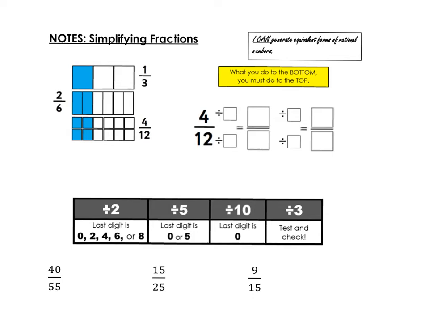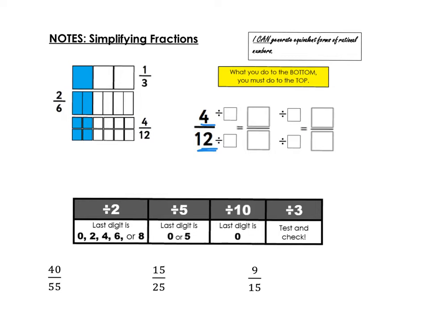Right, so today we're going to be talking about simplifying fractions, so I can generate equivalent forms of rational numbers. We're going to start off with the fraction 4/12. And we're going to look at our dividing rules. Remember, if something ends with a 4 or a 2, then it can be divided by 2.